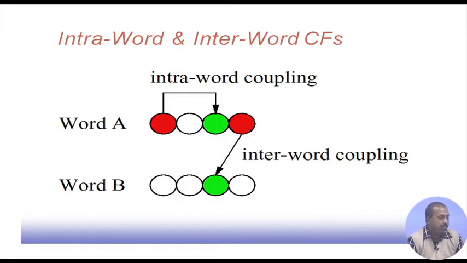We can have intra-word and inter-word coupling faults. The intra-word coupling fault means that within a particular row we have coupling. So, this cell and this cell are coupled. If this cell's content changes, this cell also gets modified. And we have inter-word coupling: maybe we have two successive words, and when this particular bit changes, it affects this cell of the next word. So, we have intra-word coupling as well as inter-word coupling.